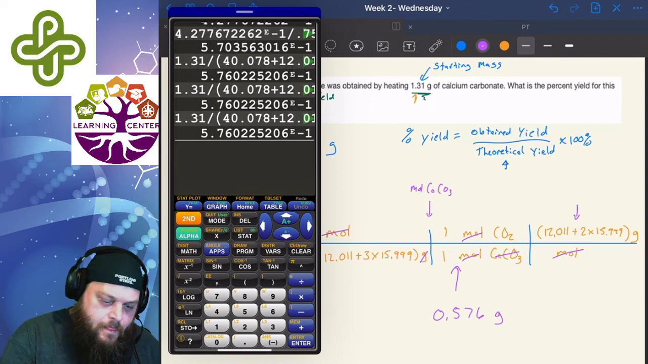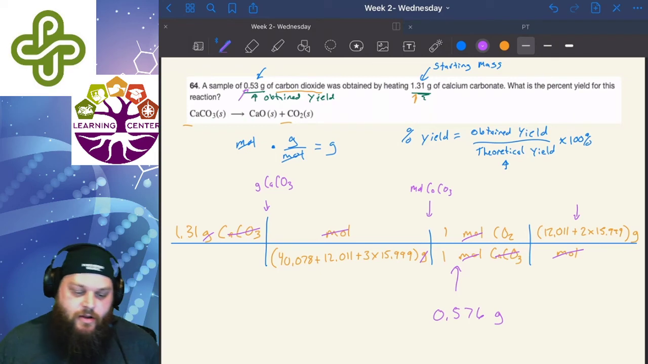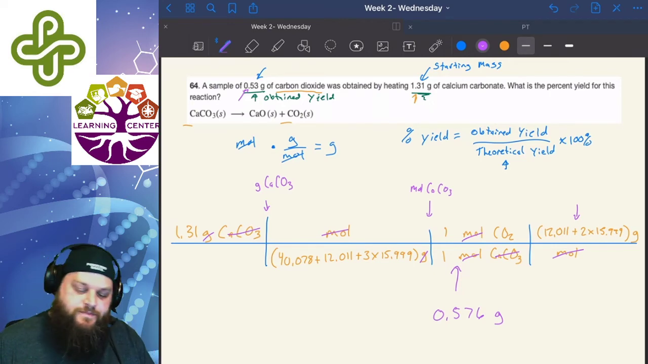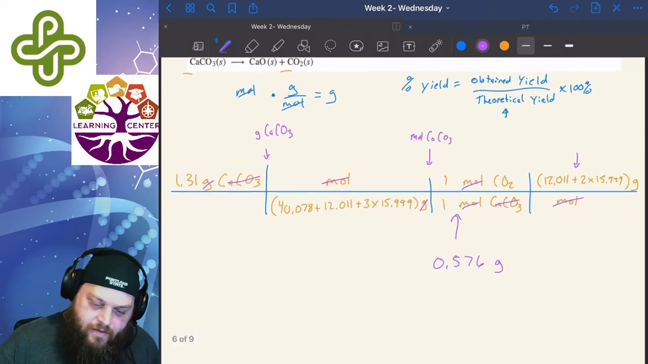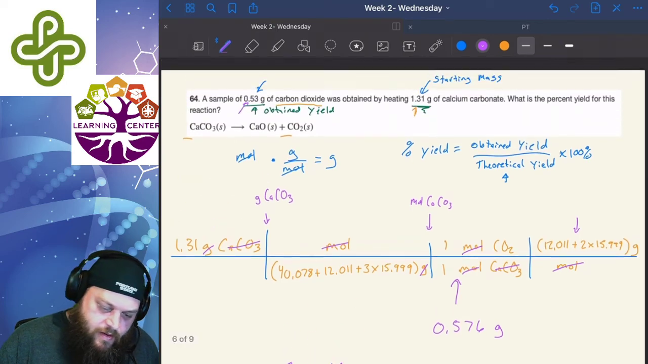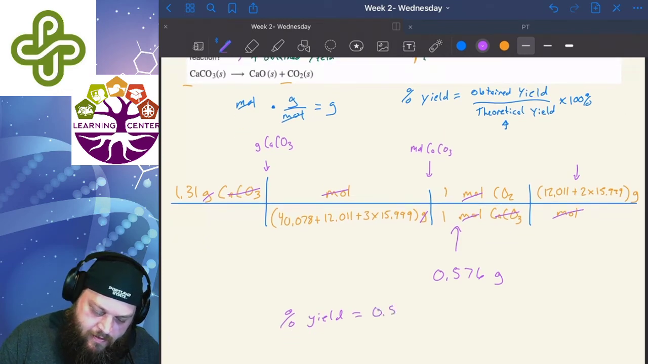Okay. And it makes sense too, compared to what we have, because our obtained yield should always be less than our theoretical yield. You can't make something out of nothing, right? So now to find our percent yield, that's going to equal how much we obtained, that 0.53 grams, divided by this 0.576 grams.